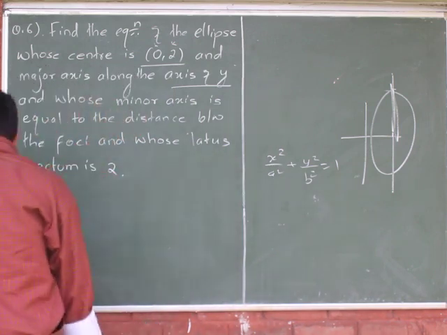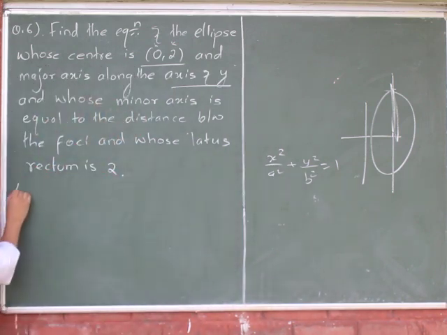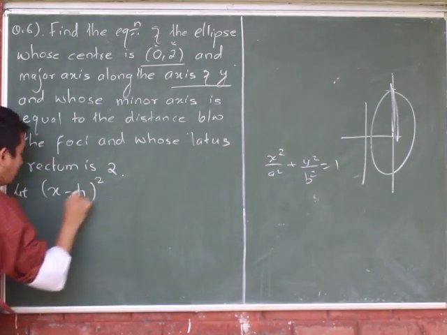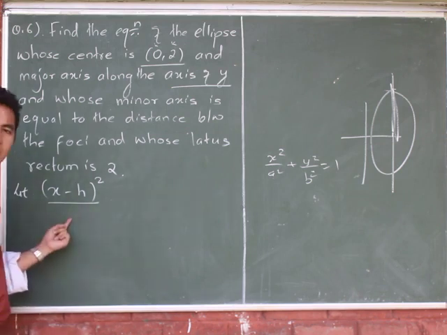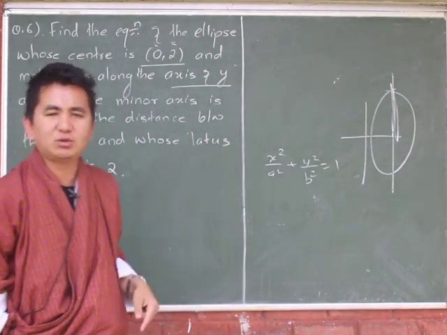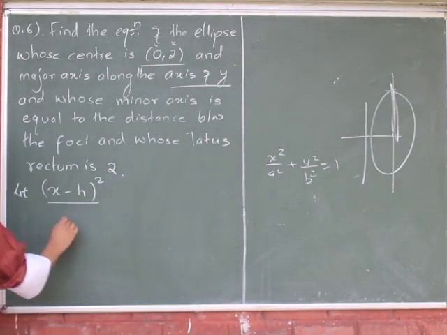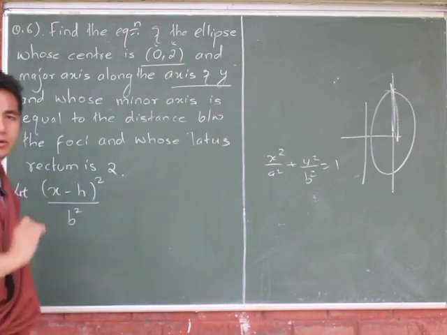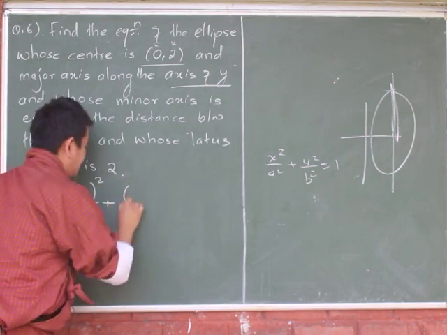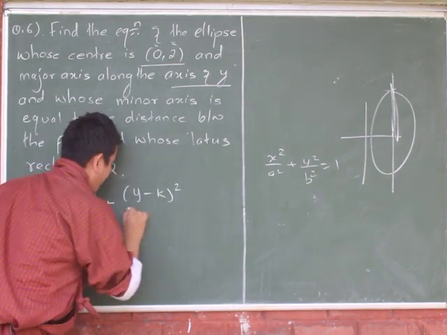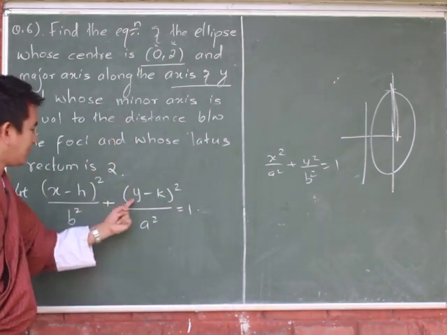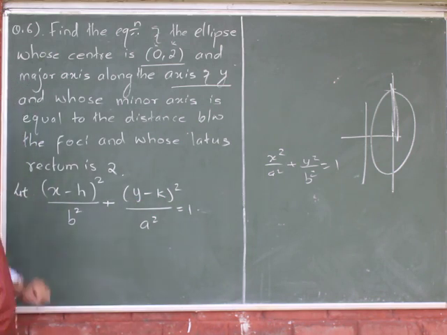So what you need to take here is: let the required equation be (x minus h) whole square divided by, here what? A square or b square? Major axis will be along the y axis means definitely minor axis will be along the x axis. So therefore this becomes b square. I hope you got it now. Minor axis is along the x axis and major axis is along the y axis. This should be the equation.